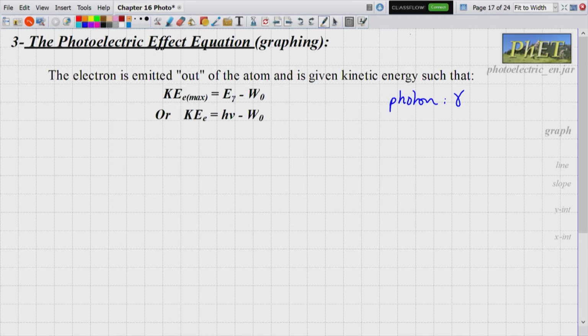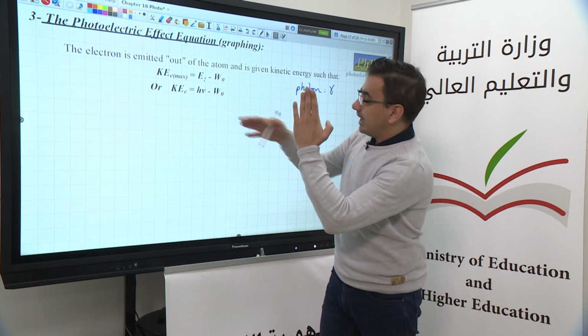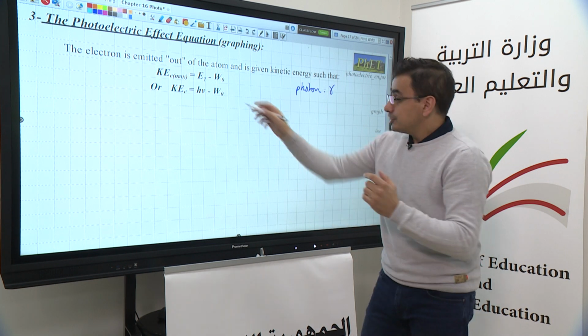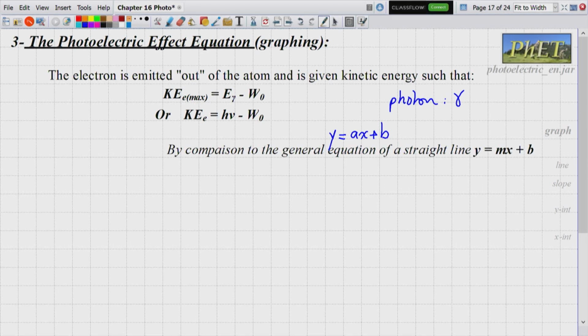So we close this. Okay. So when we set Ke equals h nu minus W0, we compare this to something we know in mathematics. This is similar to an equation given with Ke on the y-axis, and on the x-axis we place nu, the frequency. So this equation becomes similar to y equals ax plus b, right?